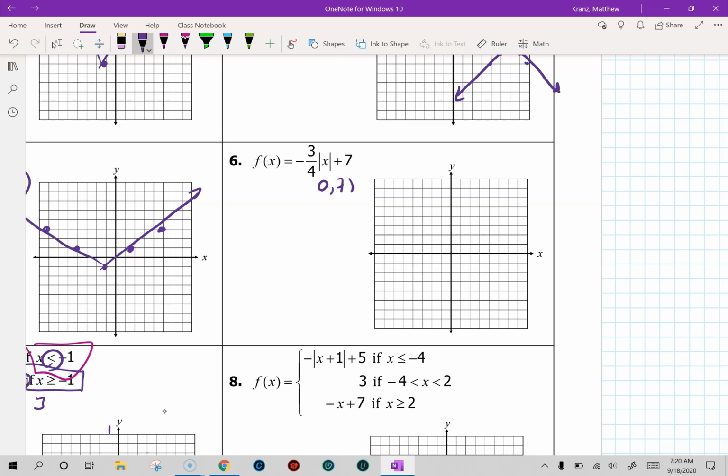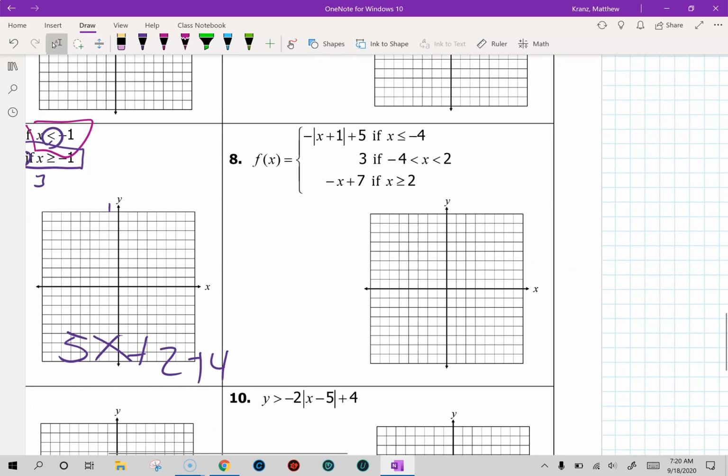Over here, I see that there is nothing being given to x, so it's just going to be 0, 7. So I go 0, 7, which gets me right there. That's my vertex, and my slope is -3, 4. So down 3 over 4. Down 3 over 4. And this is what my absolute value function is going to look like.